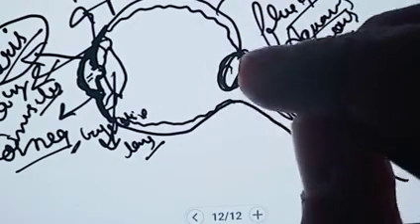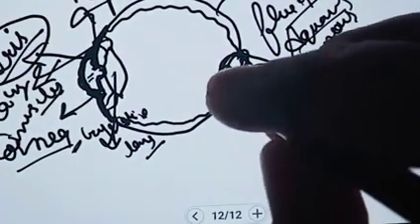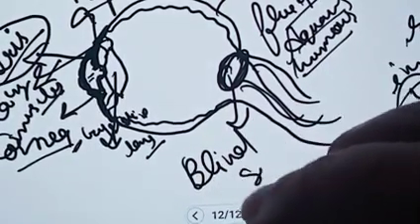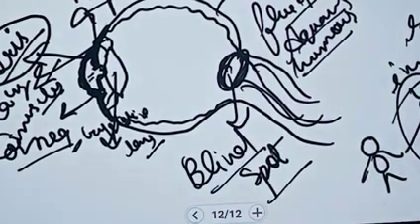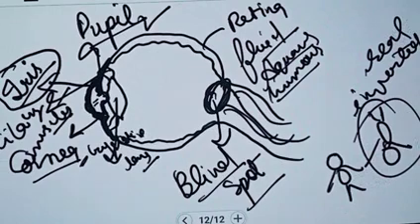So this is the vitreous humor, and there is one part which is left in this diagram, the blind spot. Where the optic nerve enters the eyeball, that area is called the blind spot. Why is it called the blind spot? Let me clear it up. It is a blind spot because it is insensitive to light. It can't sense the light. So it is called the blind spot.